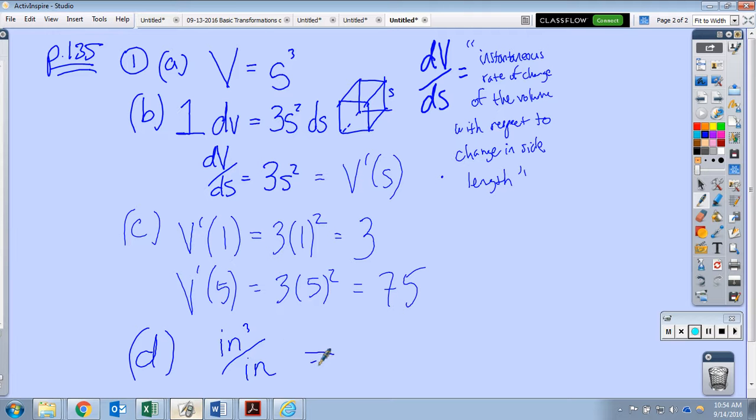So you can think of this as cubic inches per inch. That's how we can think of this. Any other questions on one?